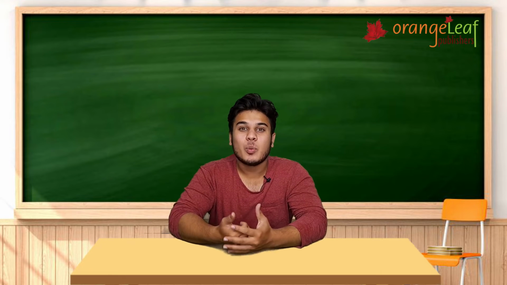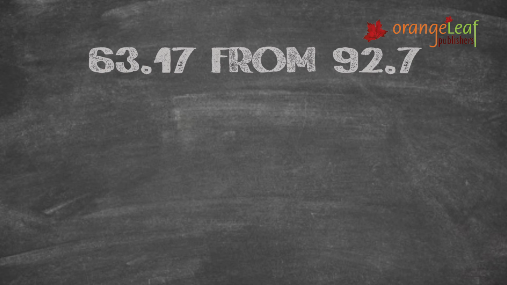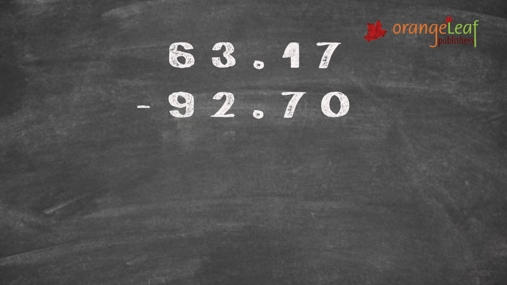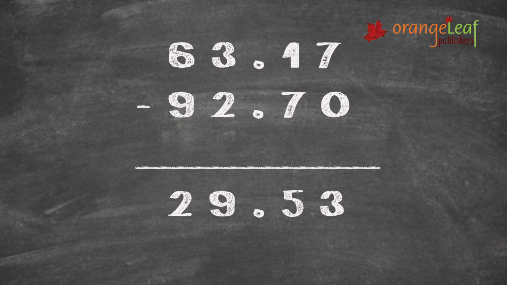We now have to subtract the following decimal numbers. I'll help you with the first question. So for the first question, we have to subtract 63.17 from 92.7. For subtraction, we need to first make both the numbers like decimal numbers. So we add a 0 after 7. On subtracting, we get the answer as 29.53.